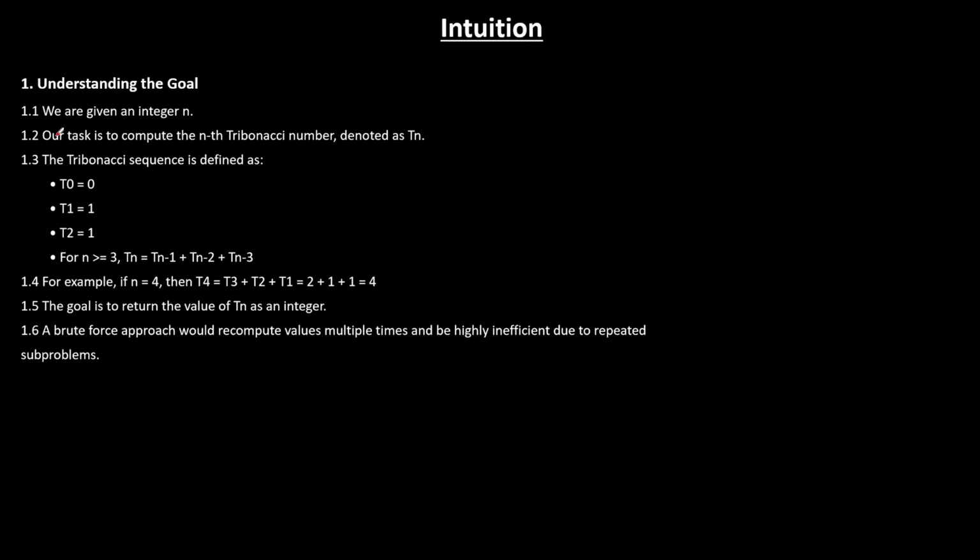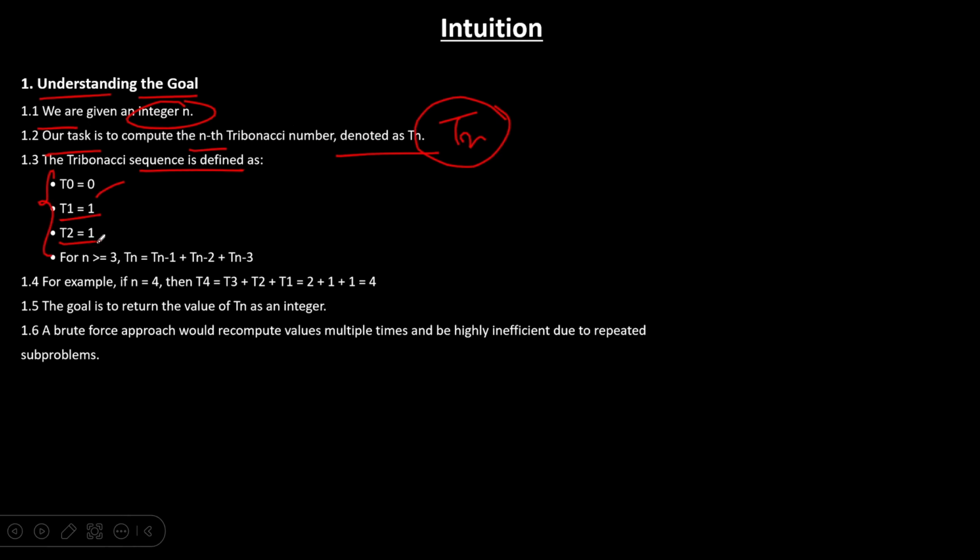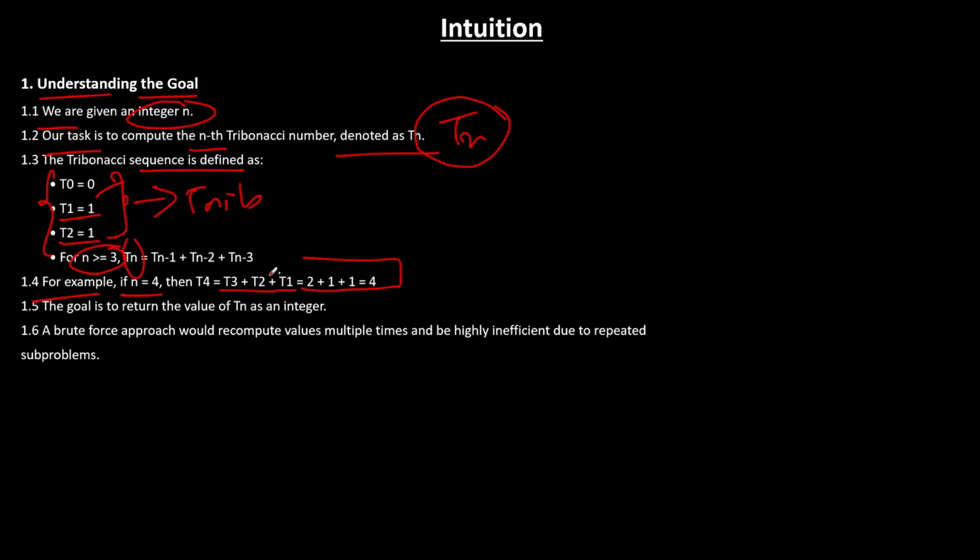To understand what the problem is asking, we should build up an intuition for it. Let's do it by understanding the goal first. We are given an integer n, and our task is to compute the nth Tribonacci number, denoted as Tn. T0 equals 0, T1 equals 1, T2 equals 1. These are the first three numbers of the Tribonacci series, and this is a rule. And n has to be greater than or equal to 3; only then can we calculate the nth Tribonacci number. For example, if n equals 4, as we saw in the previous example, it is 2 plus 1 plus 1 equals 4. So our goal is to return the value of Tn as an integer.